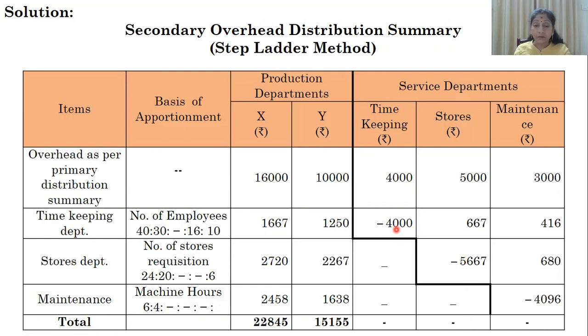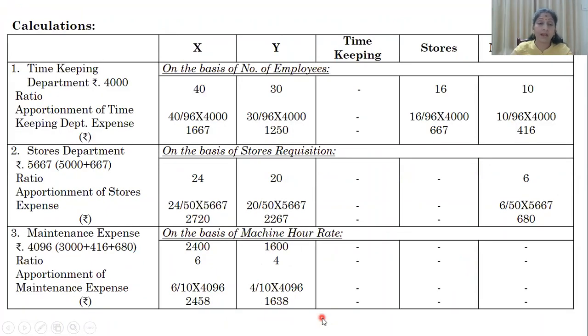Then we have to allocate to the remaining departments, including the service department. This 4,000 is allocated to the other 4 departments. How are we allocating? We have the calculation. On the basis of number of employees, the 4,000 should be divided among X, Y, stores and maintenance, in the ratio 40 is to 30 is to 16 is to 10. Total 96: 40 plus 30 plus 16 plus 10.